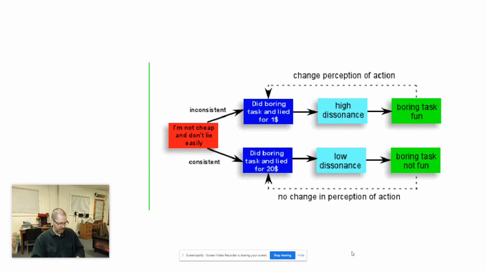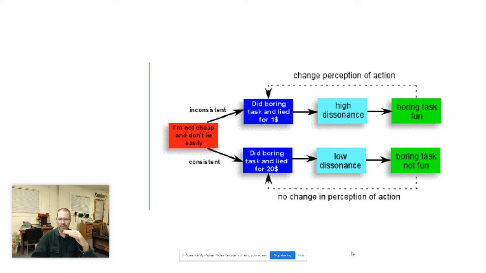So the notion is, well, then that boring task must be fun. Then somehow mentally they're trying to convince themselves that it must be fun. There's great pressure on the individual when that dissonance is high, when the discomfort is high, to find some reason. And that reason is either going to be to change the belief or to change the behavior.